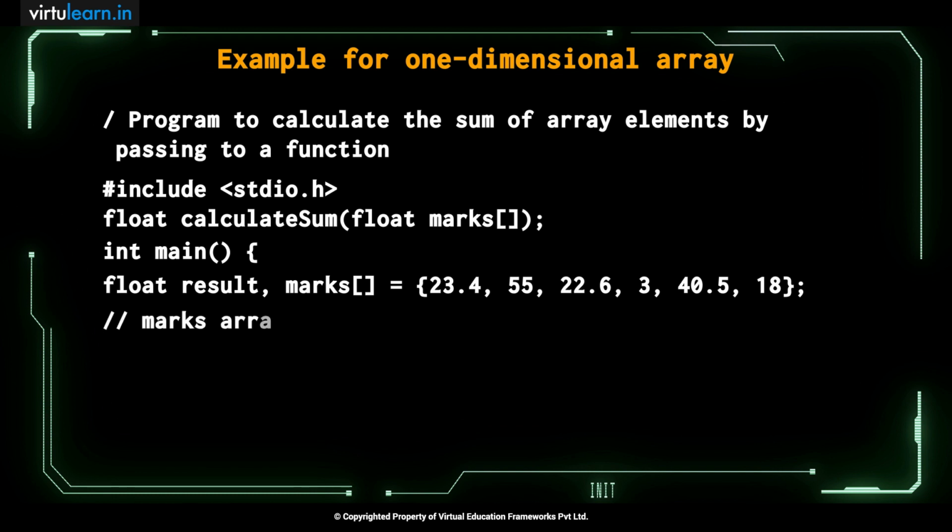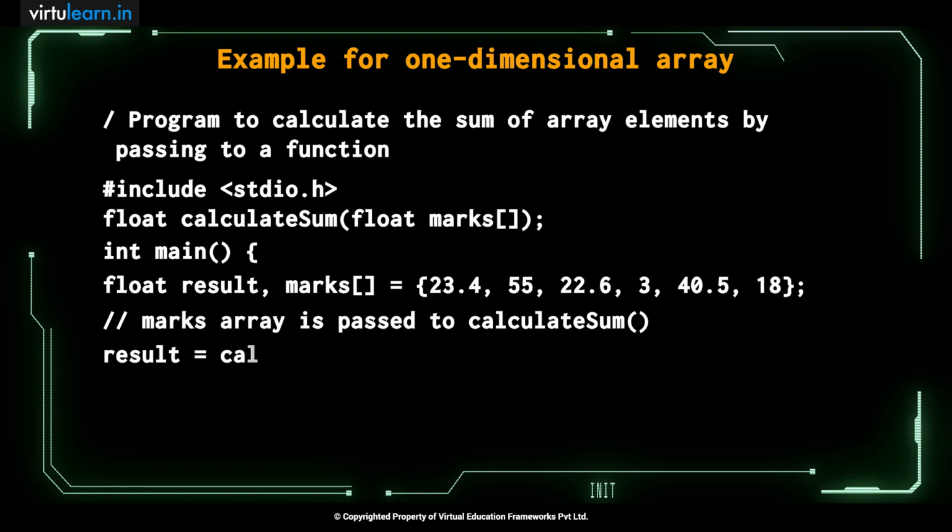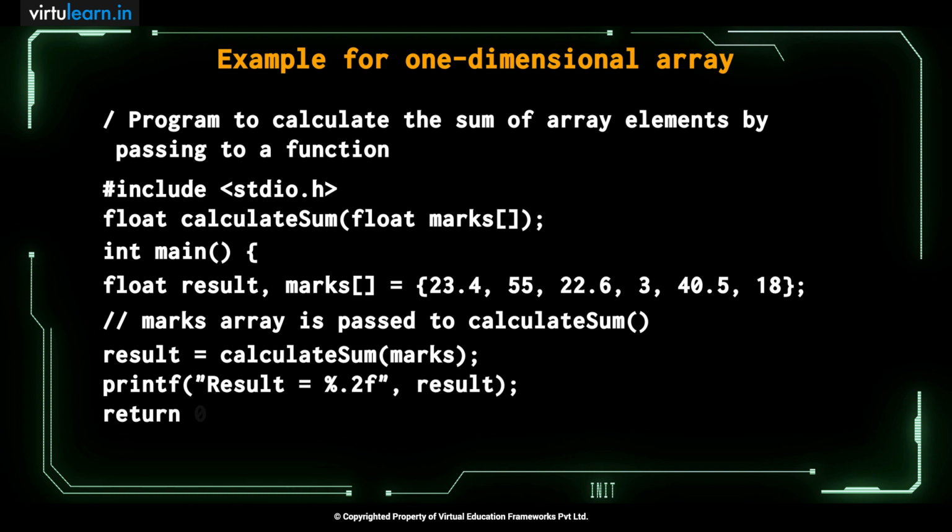So your marks array is being passed to calculateSum. That is result equal to calculateSum(marks). We are calling the function using the name calculateSum and we are passing the array as marks. Now as soon as a function is called, we need to go for the function definition.